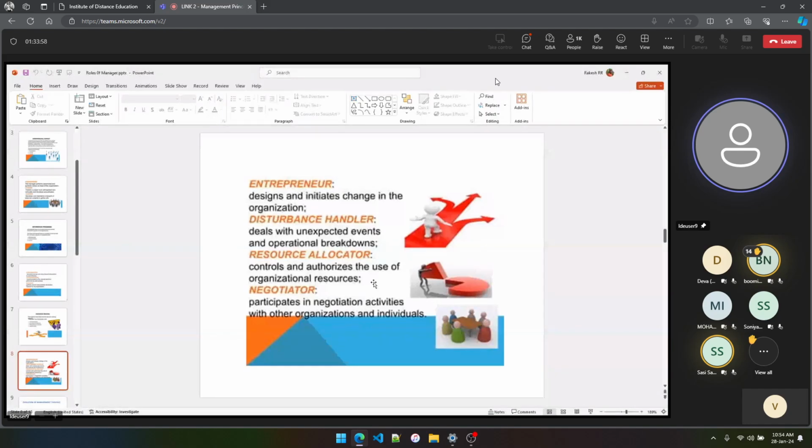Okay, controls and authorize the use of organizational resources. Negotiating: participates in negotiation activities with other organizations, and if there is any conflict, if there is any problem, the manager's role is to negotiate among the people and get the things done.